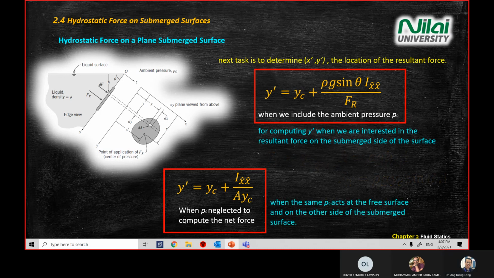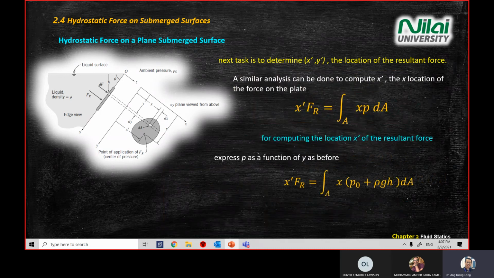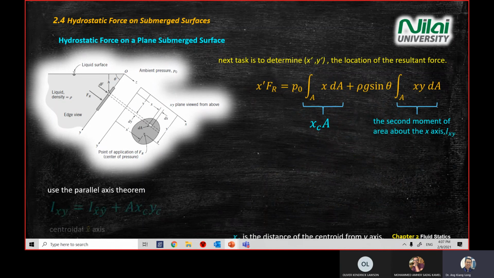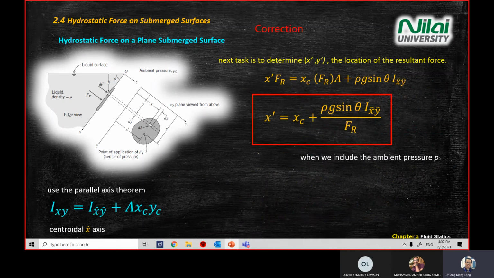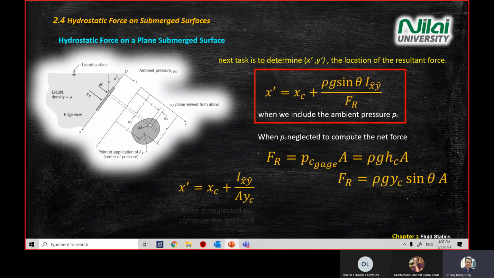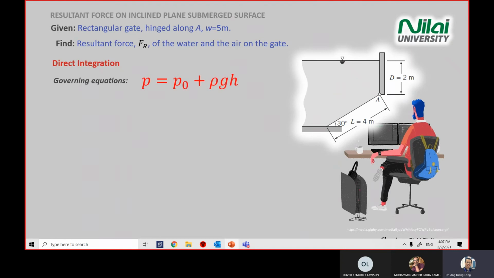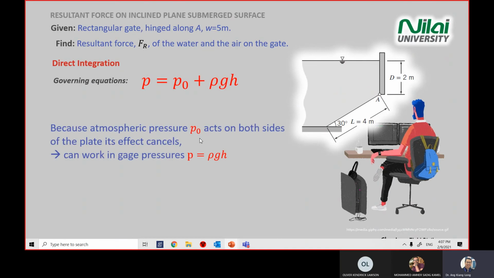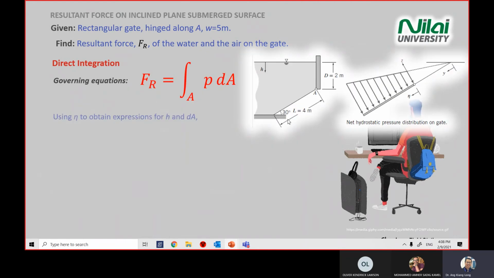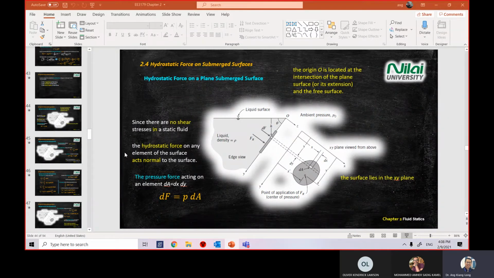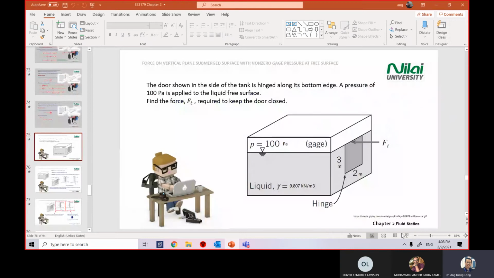Same with the x prime coordinate. We also have two: one considering your ambient pressure, and one without considering it. And then we already covered one example on hydrostatic force on a hinge on a plate, last week. So today we're going to look at another example.